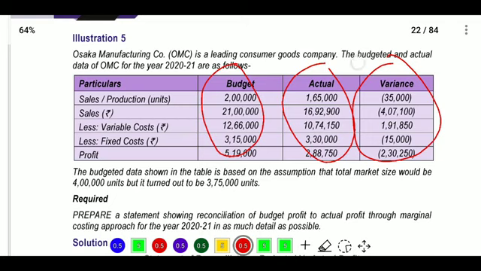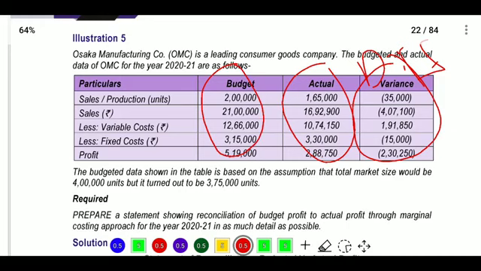What is meant by variance? Variance is nothing but difference. So they provided actual production and sales. They budgeted for 2 lakh units, but actually only 1,65,000 units were produced. There is a 35,000 difference. Next, sales of 21 lakhs was budgeted and actual was 16,92,900. Next, variable cost was budgeted at 12,66,000 and actually it was 10,74,150. Next, fixed cost was budgeted at 3,15,000 and actually it was 3,30,000, and profit was budgeted at 5,19,000. So we have the differences as variances.